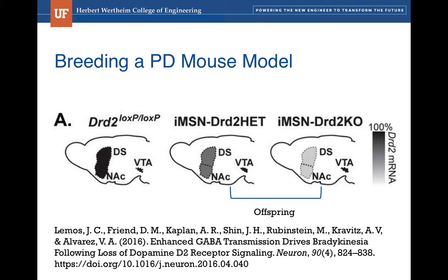In order to do this, we crossed DRD2 LOX-P mice, which carry the conditional DRD2 alleles in homozygosity, with mice called Adora 2A Cre that express Cre recombinase in the striatal medium spiny neurons that denotes the indirect Parkinson's disease pathway in heterozygosity. The offspring of this cross is 50% indirect medium spiny neuron D2 knockouts, also called IMSN D2KO, and 50% control heterozygote littermates.